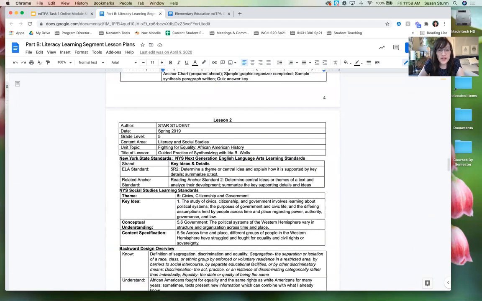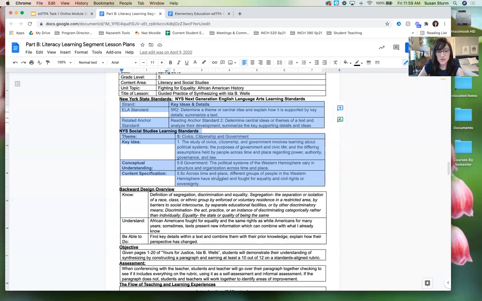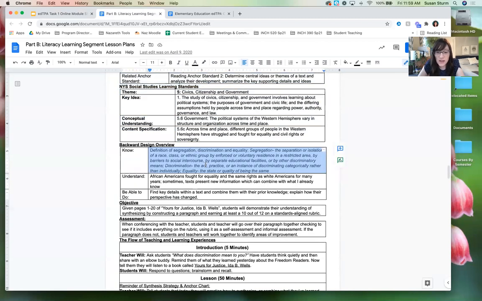Lesson 2 is the same exact standards for literacy and social studies. She's keeping those definitions. She took out synthesize on this day. I probably would have left it in, but she's going to talk again about segregation, discrimination, and equality. Again here, I don't think her understand changed, but her be able to do did.